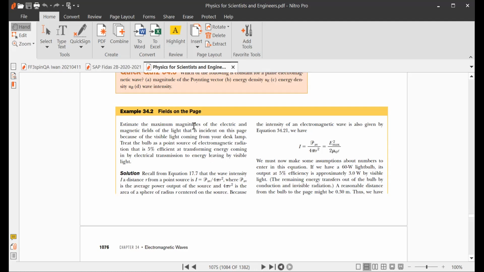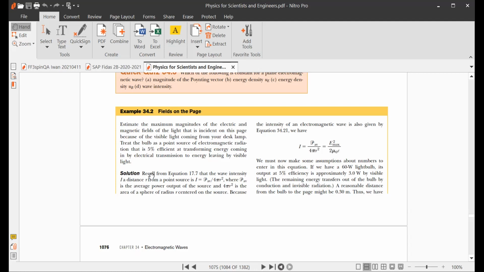So this is this example. For example, fields on the page. Estimate the maximum magnitudes of electric field and magnetic field of the light that is incident on this page, coming from your desk lamp. Treat the bulb as a point source of electromagnetic radiation that is 5% efficient at transforming energy coming in by electrical transmission to energy leaving by visible light.